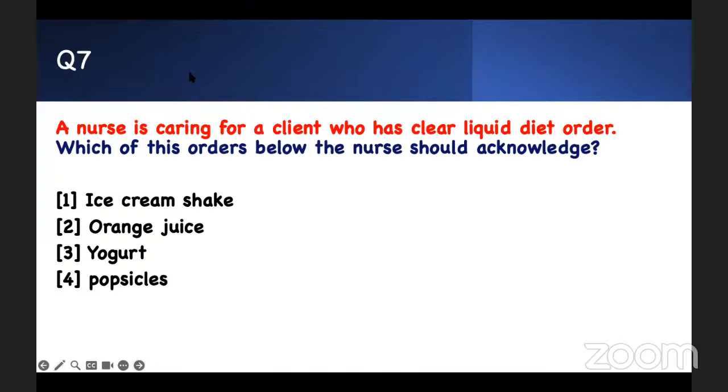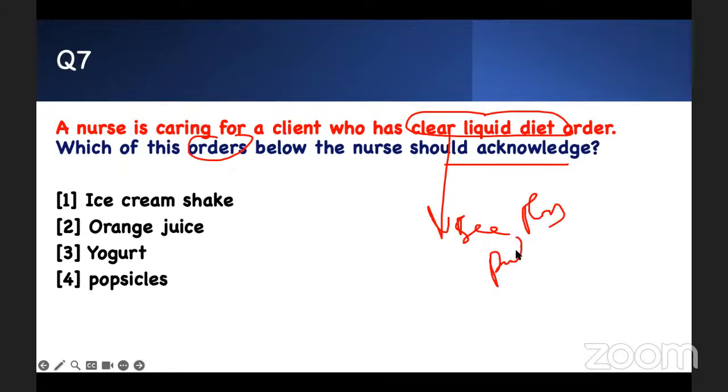This is another question that you should know. If you don't know the difference between clear liquid and full liquid, you should Google it and you get a bunch of lists. The key is which of these orders below the nurse should acknowledge. A nurse is caring for a client who has a clear liquid diet order. All this means is I can see through.